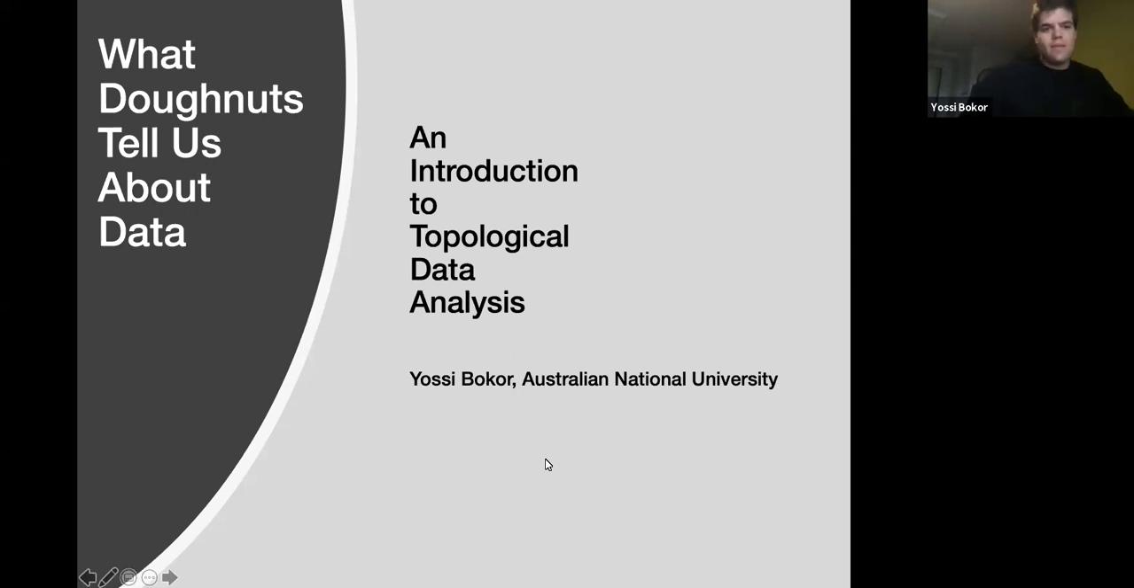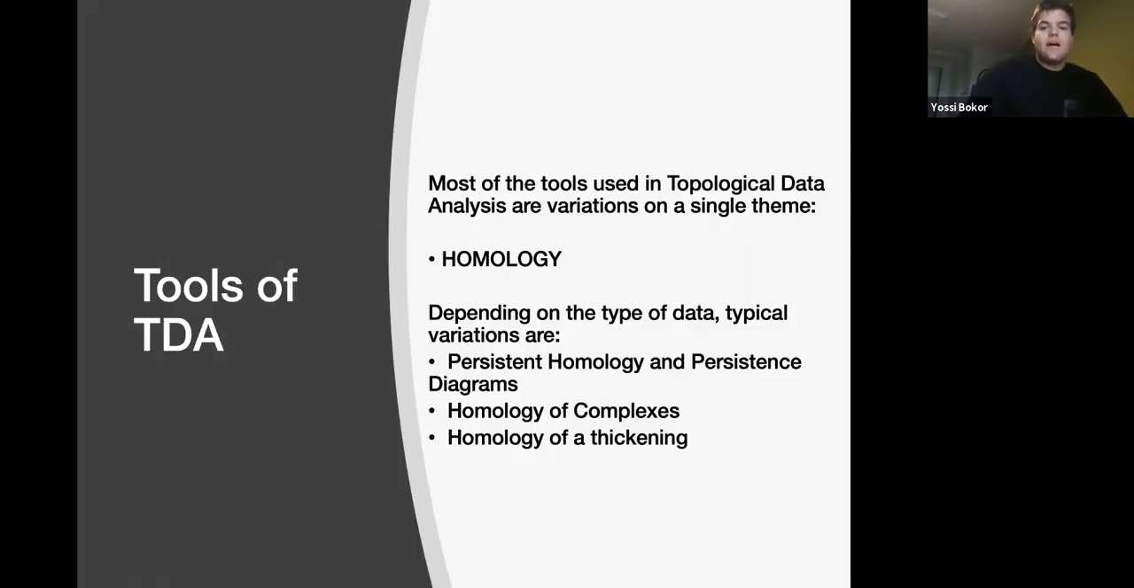All right. I'll start by giving a brief description of the main tools in topological data analysis. And they are quite conveniently variations on a single theme, which is just homology with various brackets of co at the front, depending on which way you want your arrows to go. And depending on the type of data, typical variations are persistent homology and persistence diagrams, which I'll be focusing on in this particular seminar, homology of complexes, or homology of thickenings.